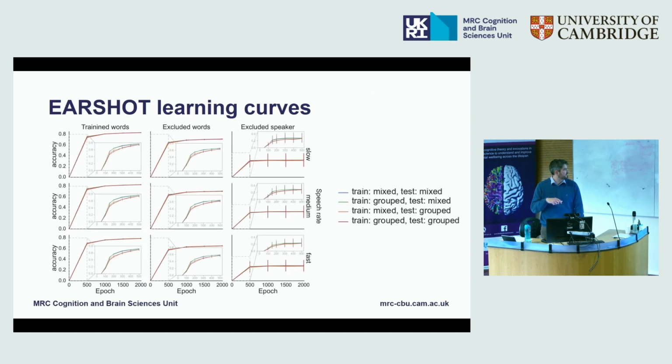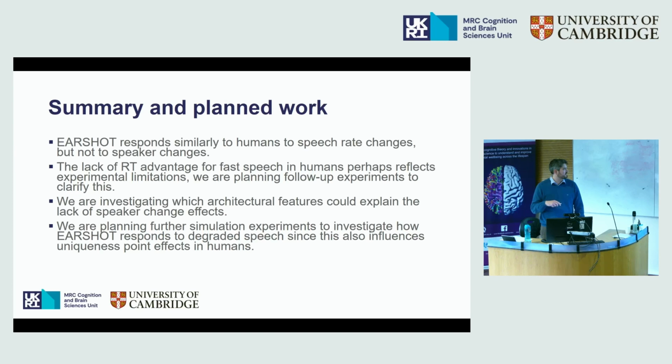And the learning curves show, once again, a similar performance across that. There are some differences in the early phase, up to 500 epochs, but in that case, when stimuli are grouped, it's even worse. So somehow the model learns quite differently from humans. So the take-home message here is that EARSHOT responds similarly to human speech rate changes, but not to speaker changes.